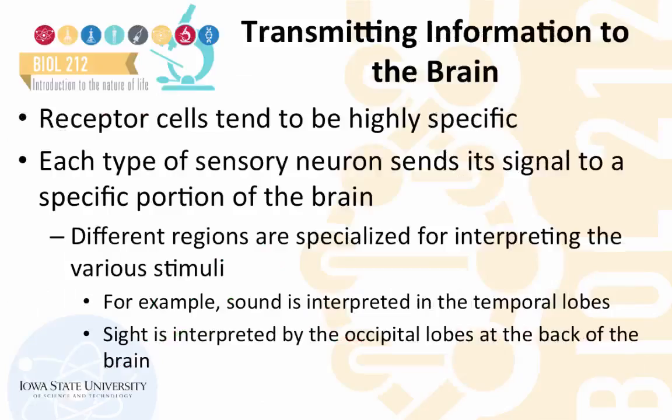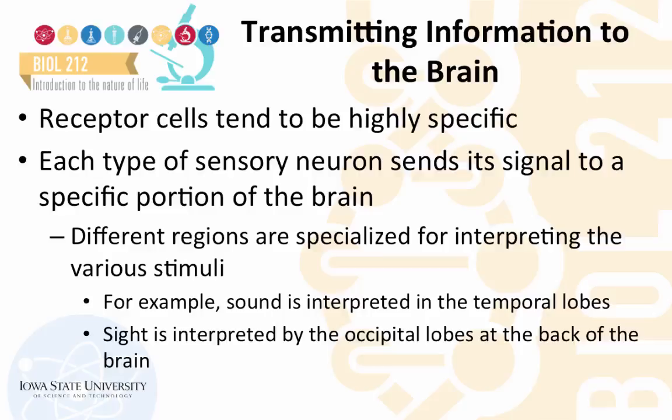Once these signals are received, this information has to be transmitted to the brain. The receptor cells that receive these signals tend to be highly specific, as we saw earlier. They are specific to the kind of stimuli that they receive, which can be light, sound, pressure, etc. These receptor cells connect to a sensory neuron that sends its signal to a specific portion of the brain.